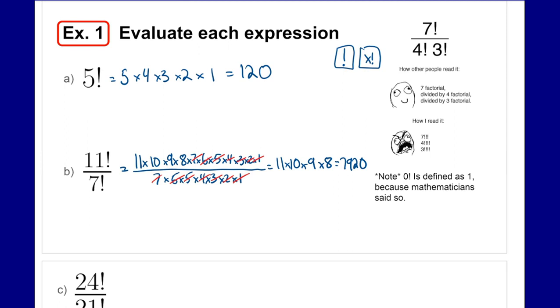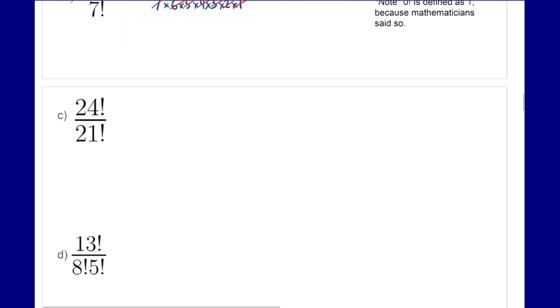So again, you could use your calculator to do 11 factorial divided by 7 factorial, or you could simplify it and do 11 times 10 times 9 times 8 and get the answer. And the reason I'm showing you that way is because of the next one.